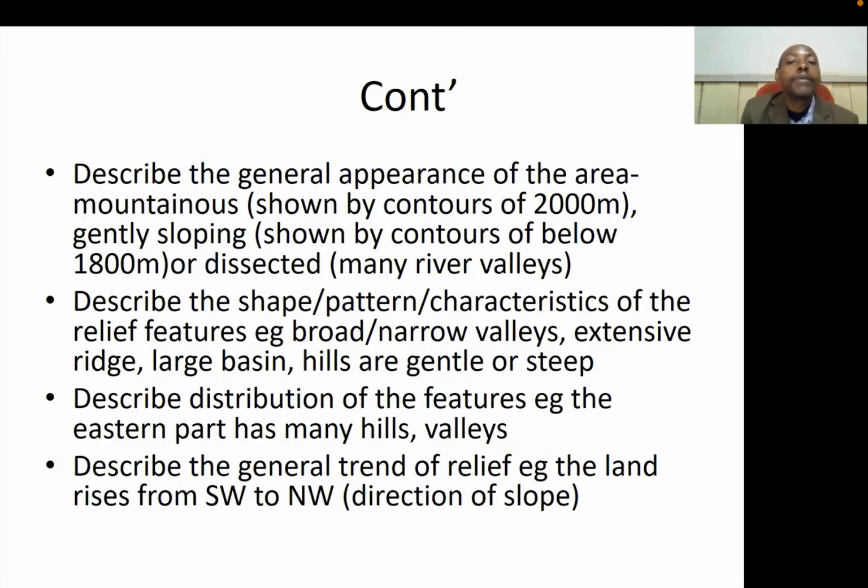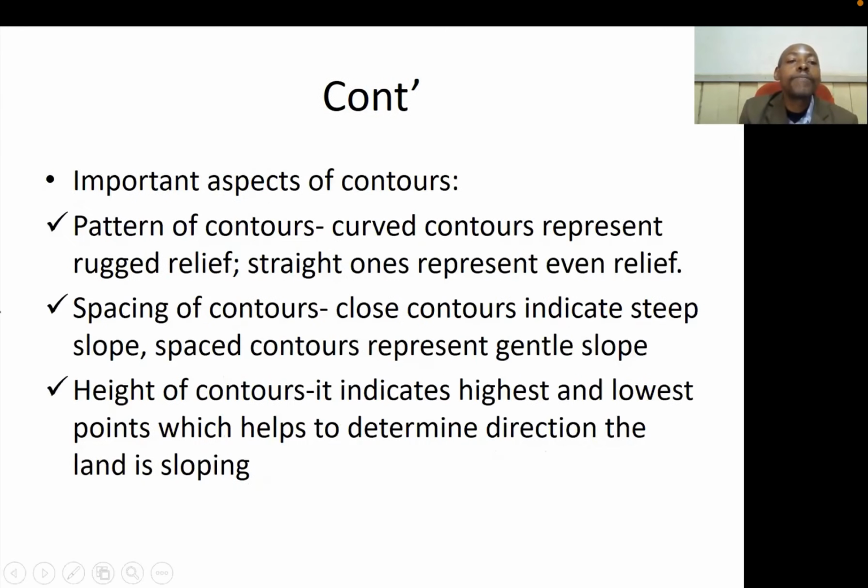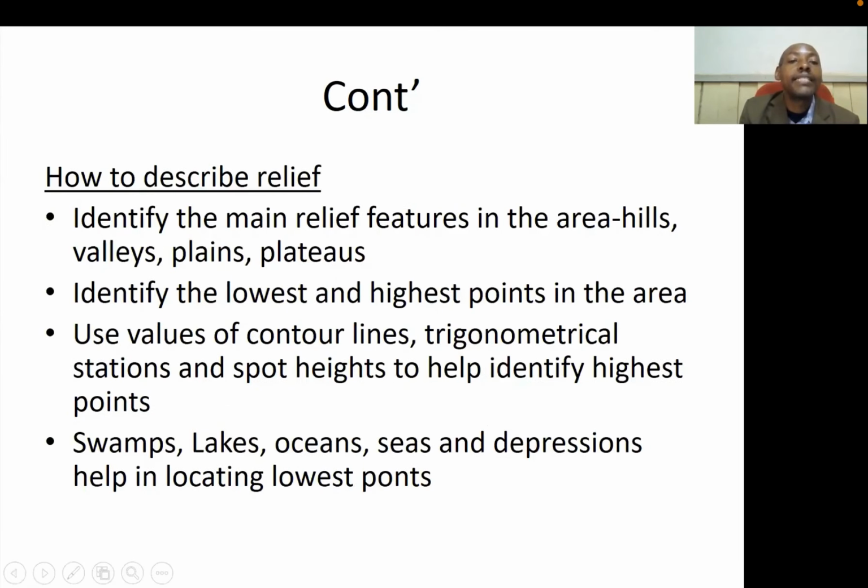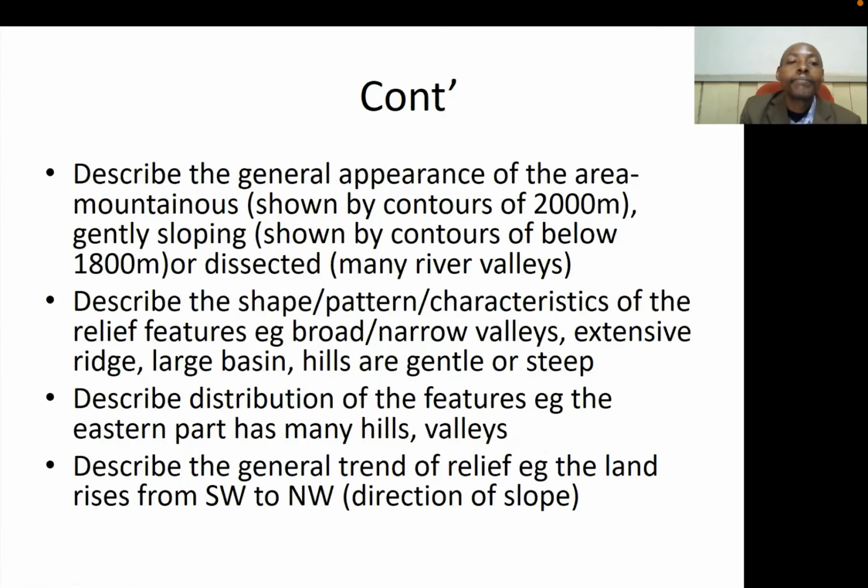Then describe the general appearance of the area. For example, mountainous relief. This is shown by contours of 2,000 meters and above. The area is gently sloping. This is shown by contours of below 1,800 meters. Or dissected, the landscape is shown by many river valleys.